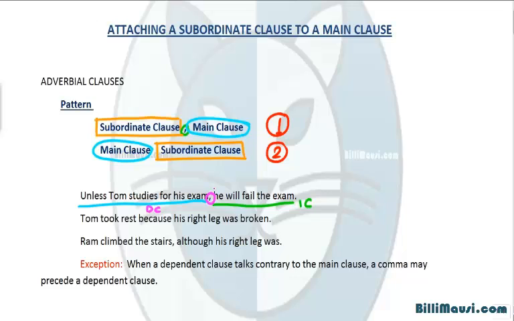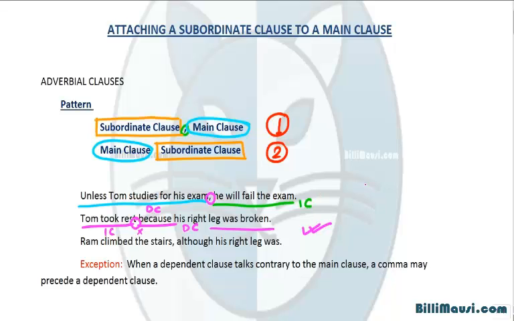In the other pattern, when you are placing the subordinate clause after the main clause, you need not put a comma. Comma is not required there. Let's see an example. Tom took rest because his right leg was broken. In this case, because his right leg was broken is the dependent clause, and Tom took rest is the independent clause. And you need not put a comma in between this. It is totally accepted and fine.